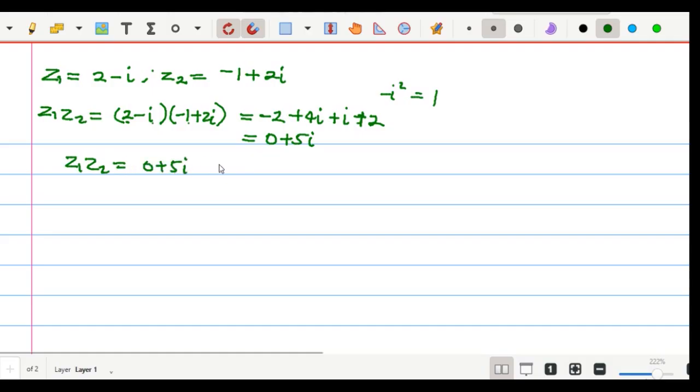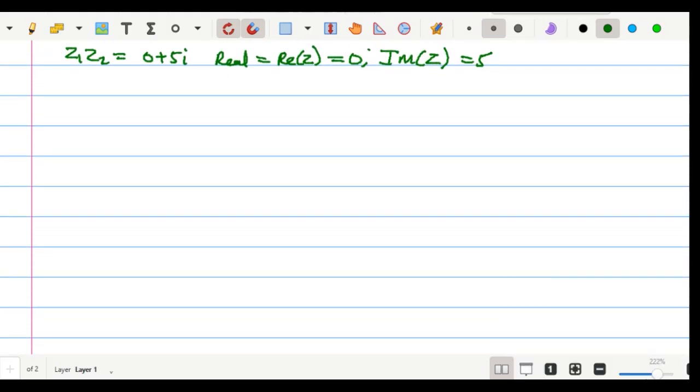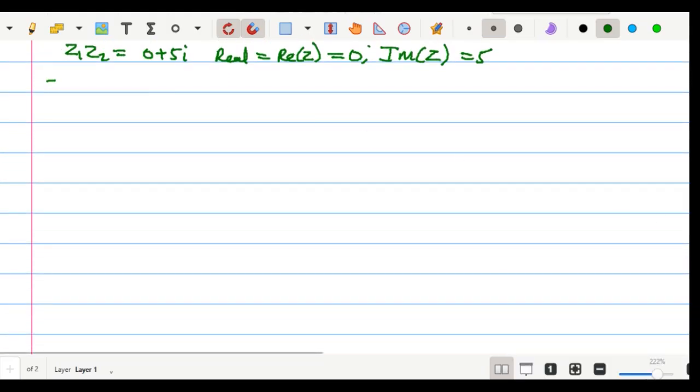That means the real part, which is also written as real of z, you have it to be 0, and the imaginary of z, you have to be 5. Now I would like us to take another example. Let me change the ink.